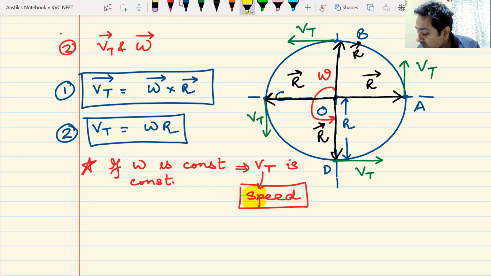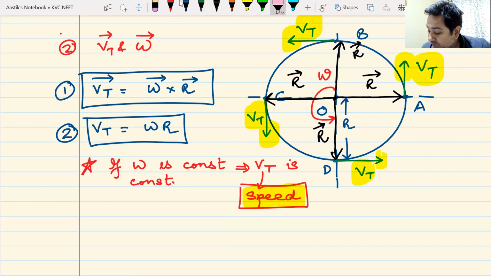Tangential speed is constant, not tangential velocity, because as you can see, tangential velocity is definitely changing its direction. At all points, it is changing its direction, but it is never changing its magnitude. And here we are only talking about the magnitude of tangential velocity. Now, this type of motion, when omega is constant and tangential speed is constant.